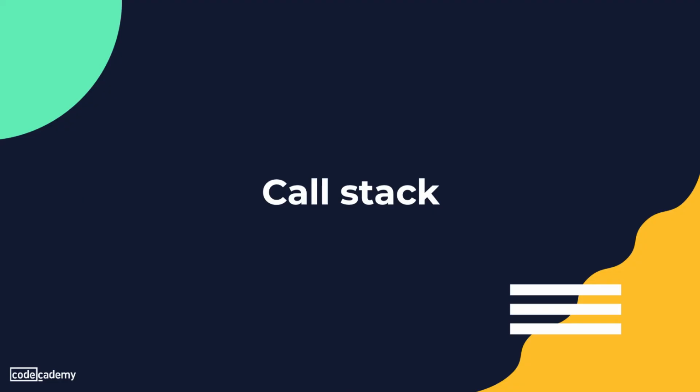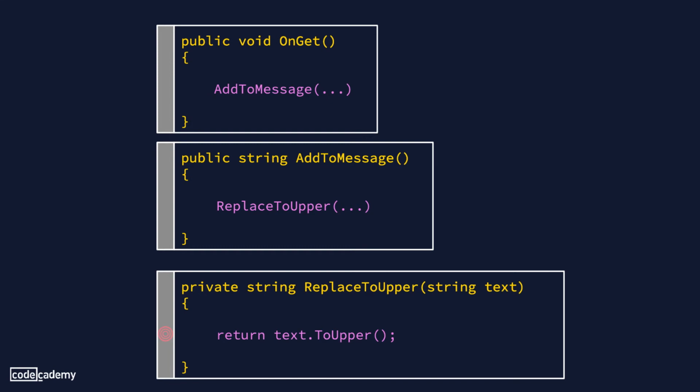So let's take another look at how the call stack actually worked. So we started in our onGet method. Within that method, we're making a call to add to message. So the add to message function call is added to the call stack. Within the add to message method, we're actually making another call to a method called replace to upper.